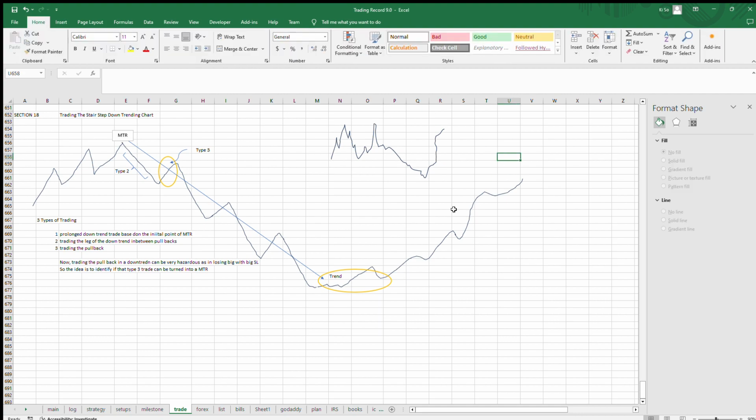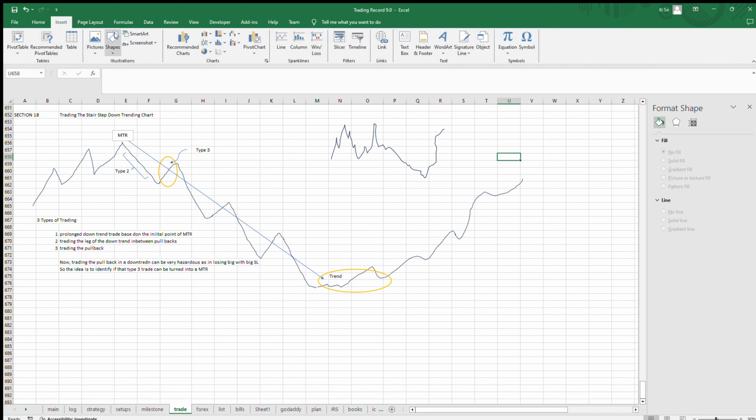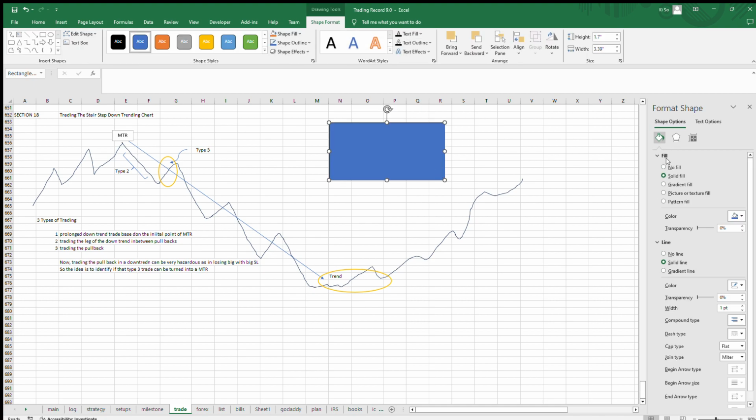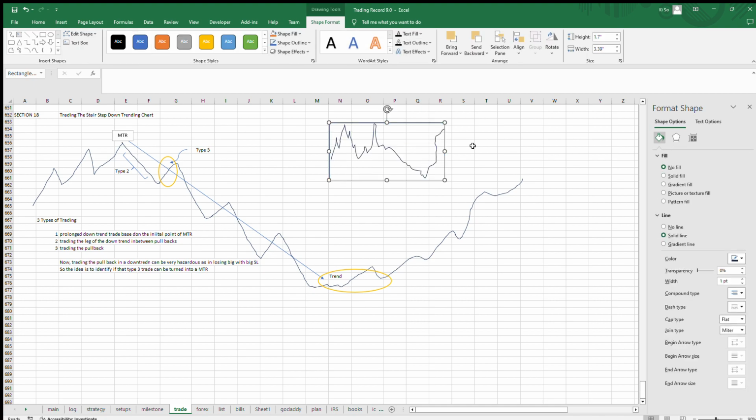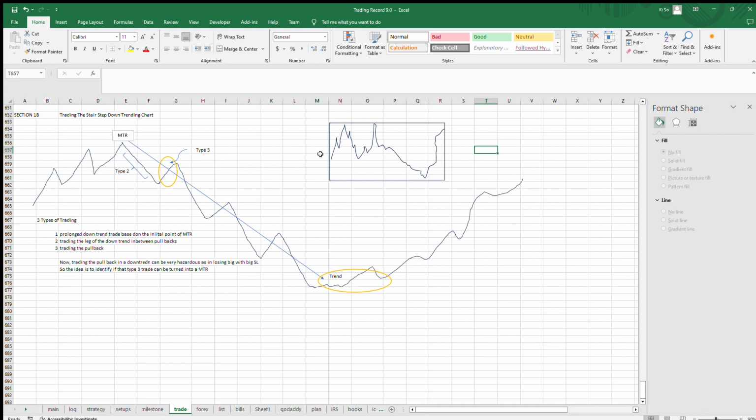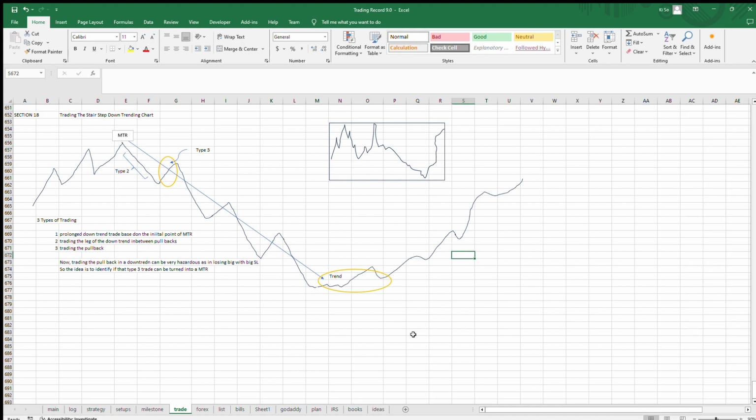Anyway, I suppose what I can do is put it inside a box. Okay, just put it in a box. So the market can do this, all right? It can do that. Now the main point of the idea is to trade in these zones.